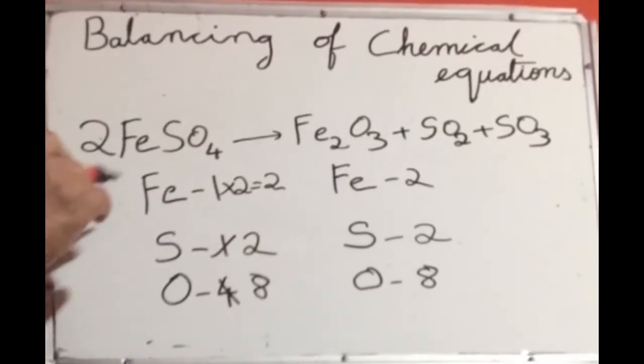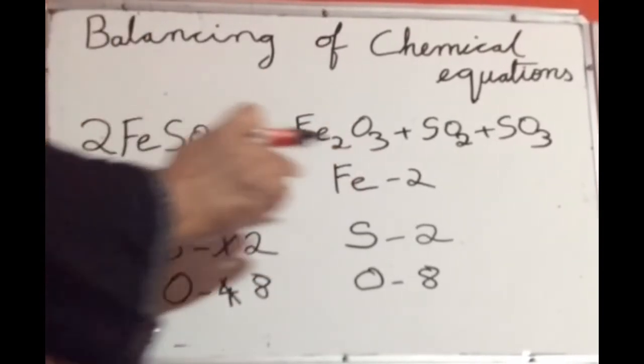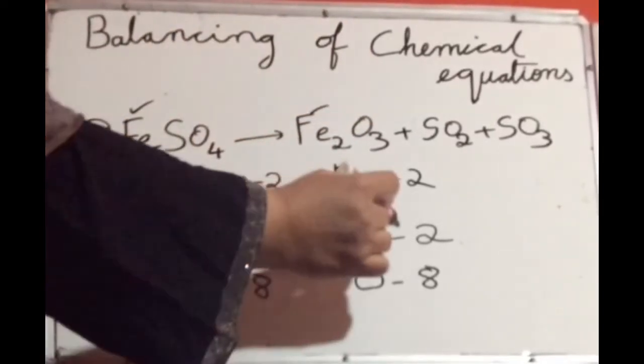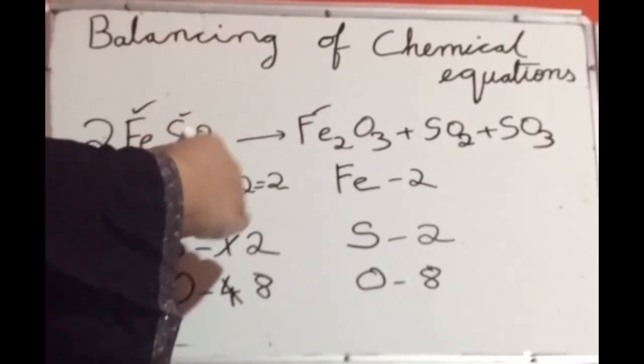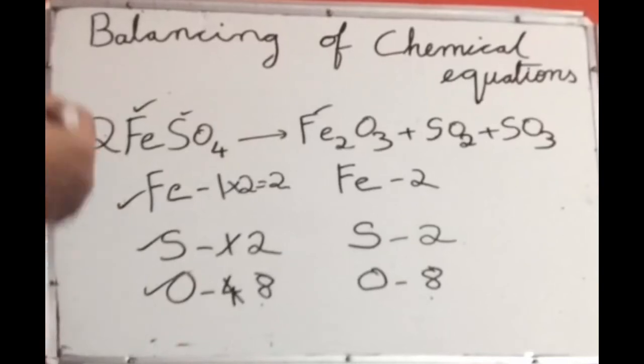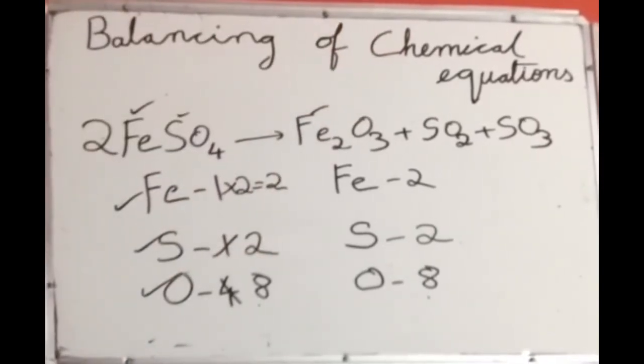Now let's see whether it's balanced. Iron is 2, here 2, here 2. So iron is balanced. Sulfur, here 2, here 2. Sulfur is also balanced. Oxygen, here 8, here 8. Oxygen is also balanced. Finally, you see the equation and check whether it is balanced.